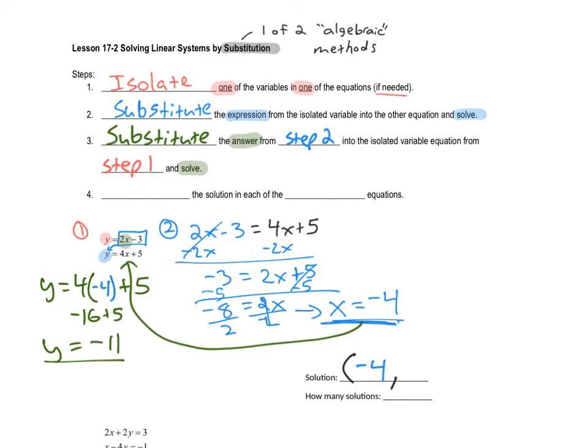Hold on, I did that wrong. Again, if you plug it into the other equation, you'll get the same answer. 2 times -4 is -8. -8 minus 3, -11. Oh, okay, now I know what I did.